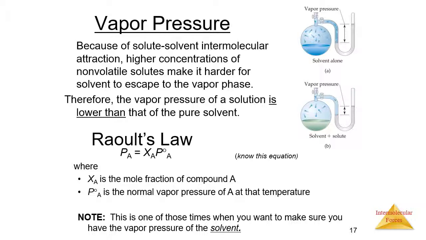That's kind of like why we add salt to water, so that it'll make it boil faster. Raoult's law gives the quantitative relationship between vapor pressure and solute concentration. Raoult's law states that the vapor pressure of a volatile component of a solution is equal to the vapor pressure of the pure substance times the mole fraction of that substance. So we can calculate vapor pressure by using Raoult's law.